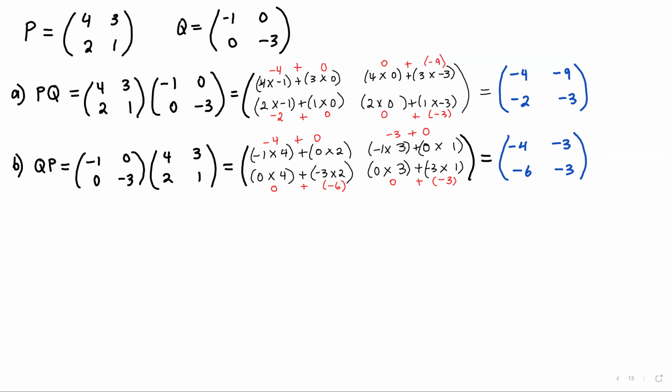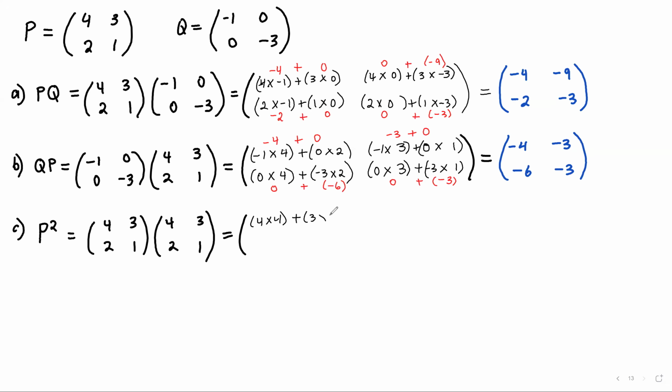C, which is P squared. P squared will be P multiplied by itself. So that would be 4, 3, 2, 1 times 4, 3, 2, 1. Let's go row 1 by column 1. So 4 times 4 plus 3 times 2. Same row, so it will still be 4 times and 3 times, but now we're looking at column 2. So that's 3 and 1. Again, I forgot to write a plus.